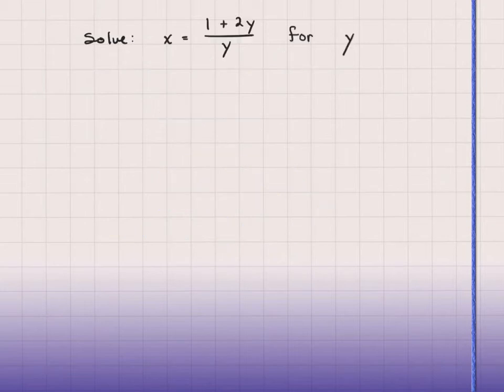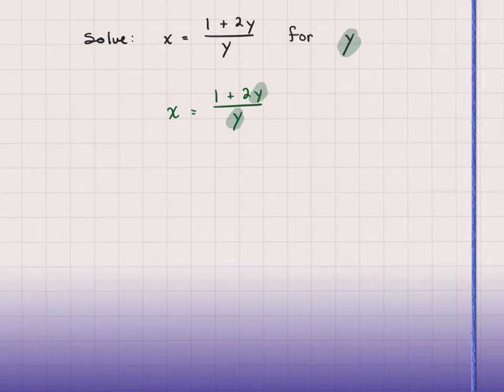Couple more examples. This one's going to be one that frightens people just because we got fractions involved and because we've got a y in 2 different spots. So it's going to be tough to get that into a 1y equals equation.